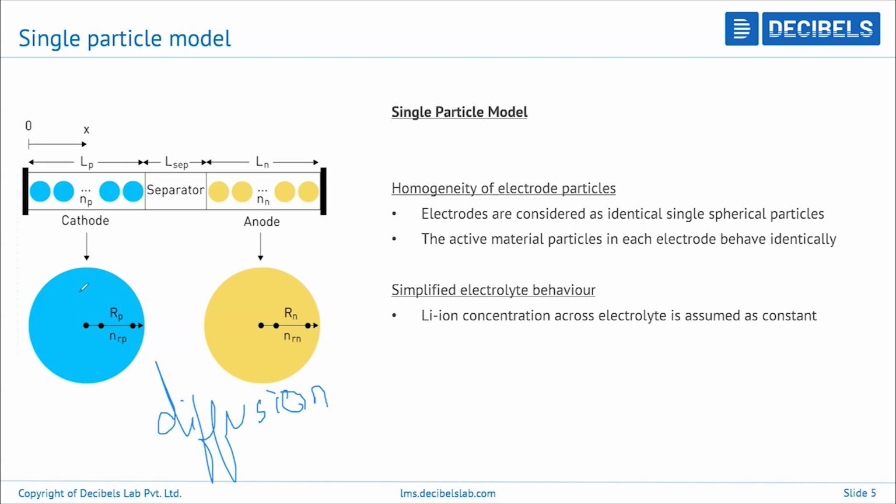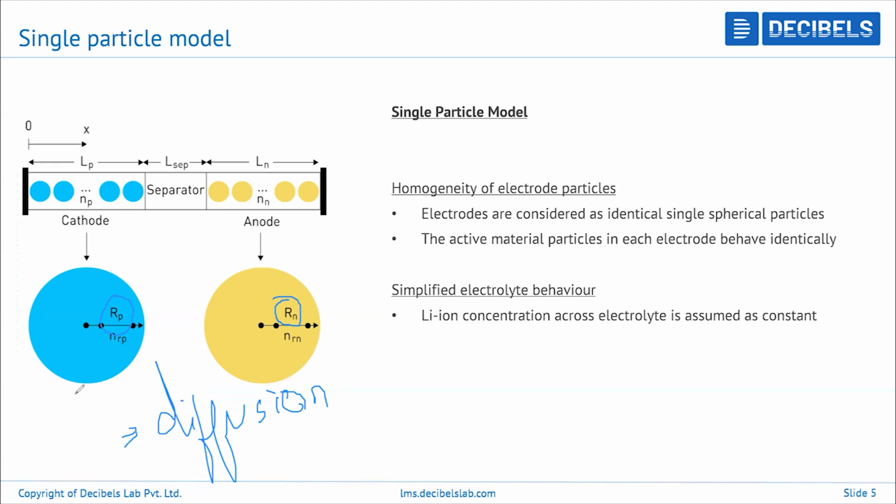Okay. So whenever the processes or behaviors are considered, one of the most important aspects is diffusion. Ions are basically the particles that are transferred between cathode to anode or anode to cathode. And they have a certain diffusion distance, and that distance is considered to be the radius of the particle that we see here, Rp and Rn. Rp stands for the radius of the positive active material, which is the cathode, and Rn stands for the radius of the negative active material, which is the anode.